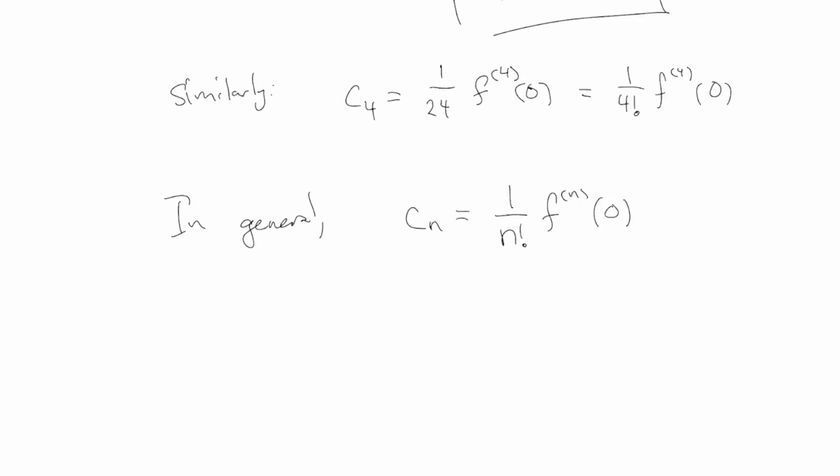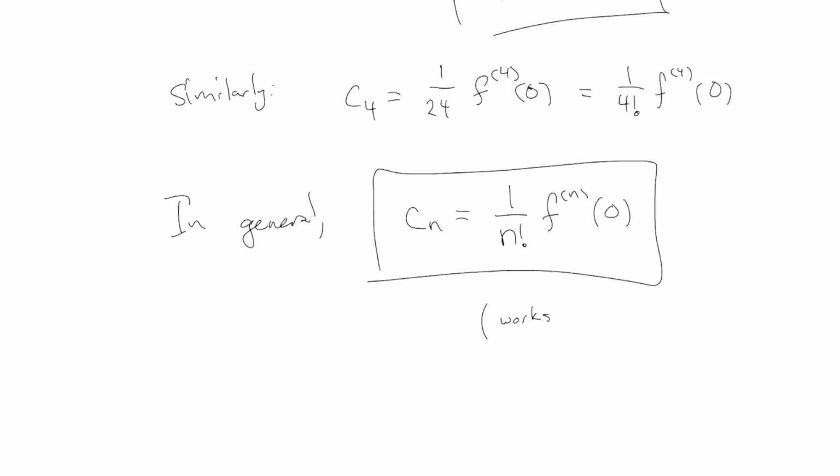And this even works when n equals 1, like c1, this will say 1 over 1 factorial. 1 factorial equals 1, because it's just 1 times nothing, just 1. And then f, the 1st derivative, the first derivative. So this would say c1 equals just f prime of 0, which is what we already said in the box up there. And even c0, this is something slightly weird, but if you plug in n equals 0 here, it would say the 0th derivative, which I think of as just being f itself, not taking any derivatives, and that's just f of 0. And then it'll say 1 over 0 factorial.